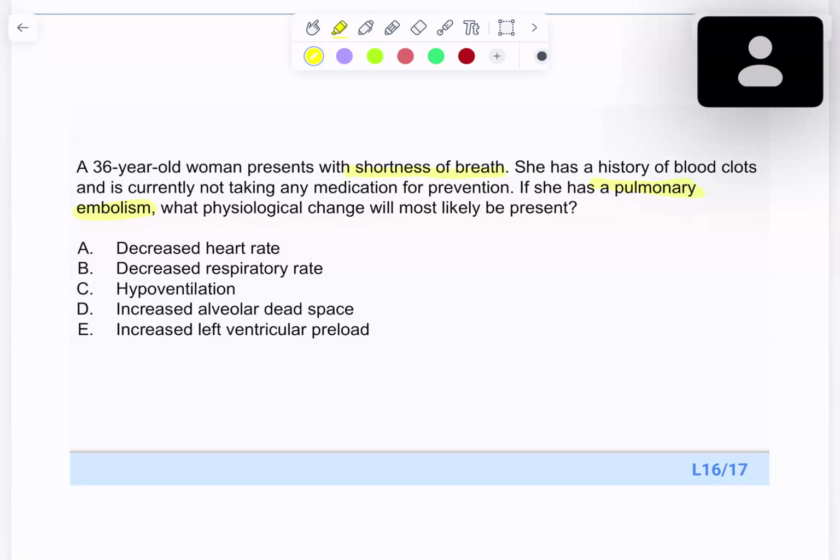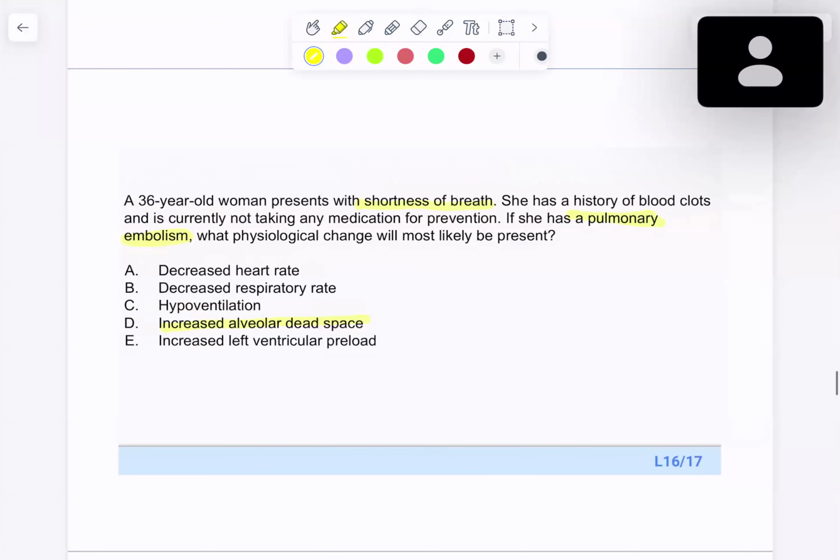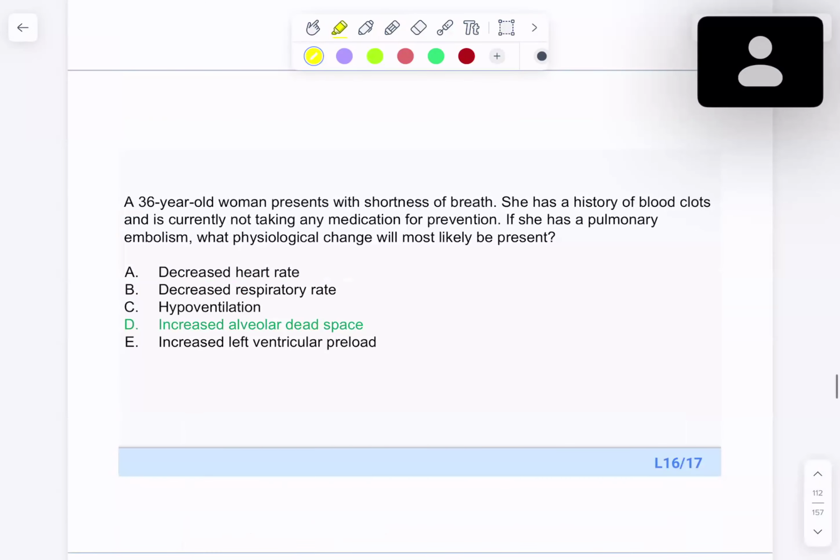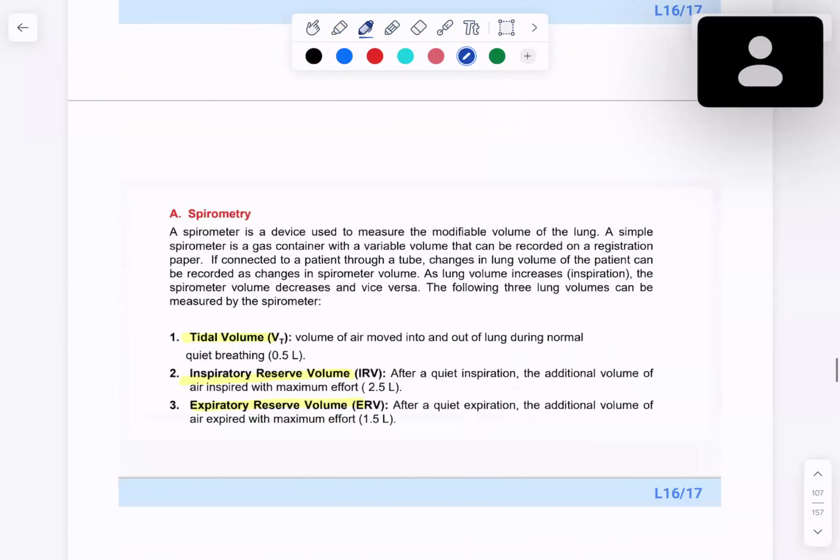So, what do you think the answer is? Excellent, Hannah. The answer is D, increased alveolar dead space. What kind of dead space is this? Excellent. This is physiological dead space. So, what's happening to this patient is that she has, these are normal lungs here, okay? And we said that, okay, let's actually just go back here.